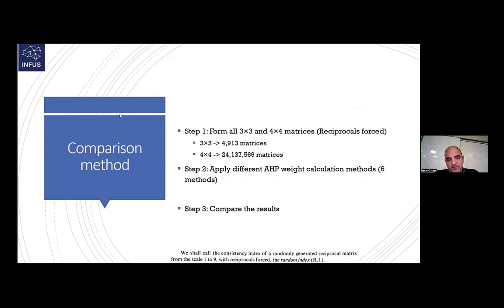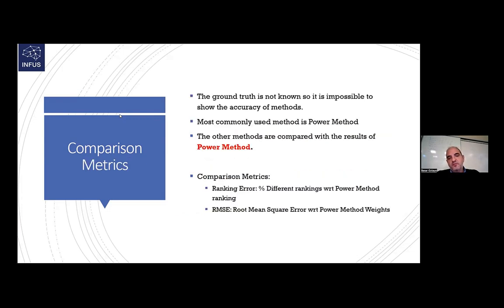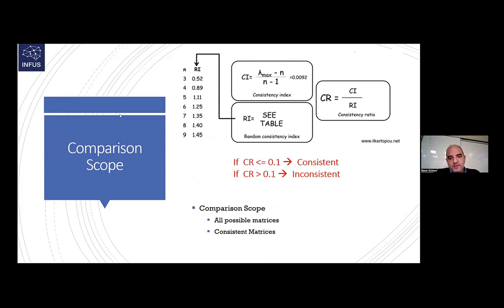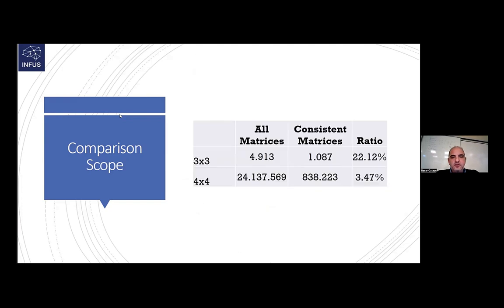And finally, I mentioned it before, but here I want to say one more time, we made a comparison of the results. We formed all 3x3 and 4x4 matrices. We formed more than 24 million matrices, and we applied 6 main methods in our study. The classical 5 crisp AHP methods and 1 fuzzy Buckley AHP method, and we then compared the results. We compared the results with respect to the power method, which is the best known or most commonly used method, to see the similarity between the results of the methods, because we cannot directly say one method is better than the other one. And we did it for all possible matrices and consistent matrices. And here you can see the numbers.